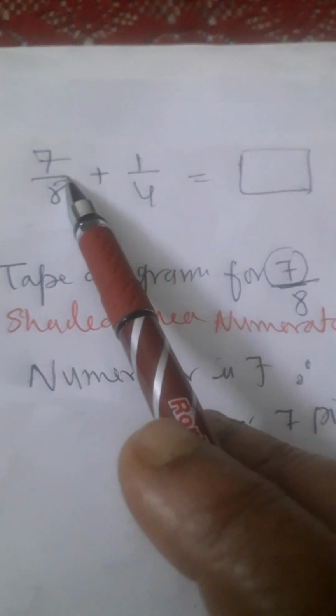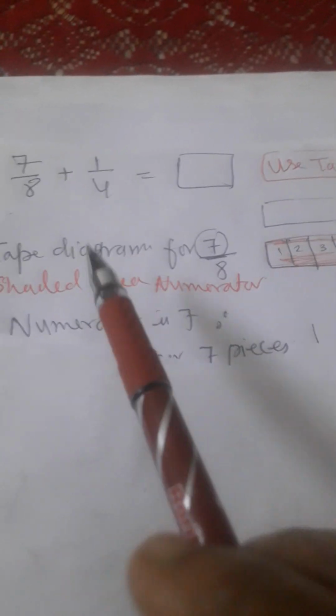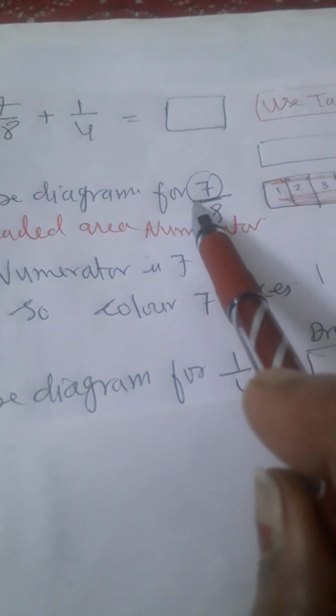Okay, I am just giving you instruction. 7/8 plus 1/4 is equal to how much? Since there are two fractions, we have to make two tapes. So first we will do 7/8.